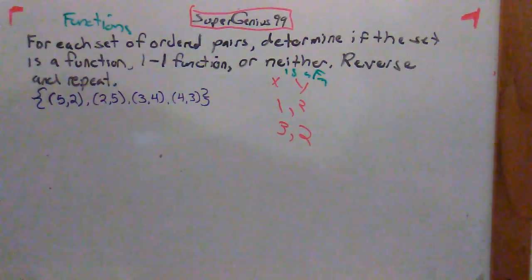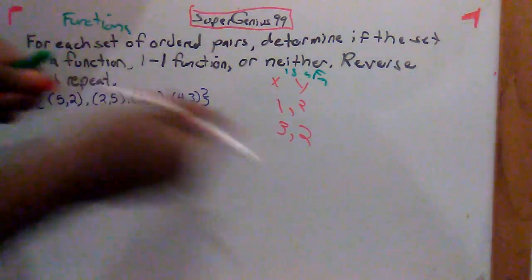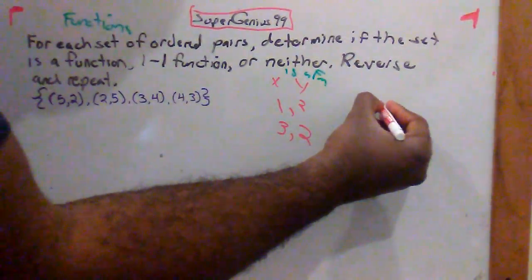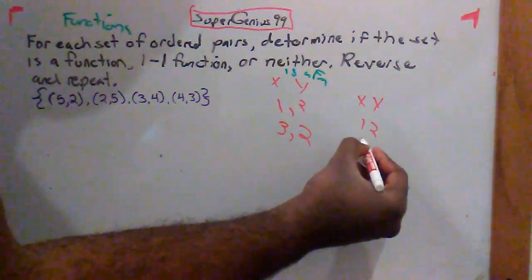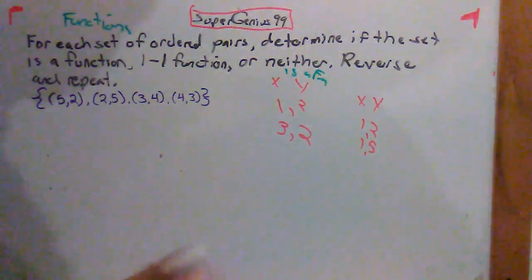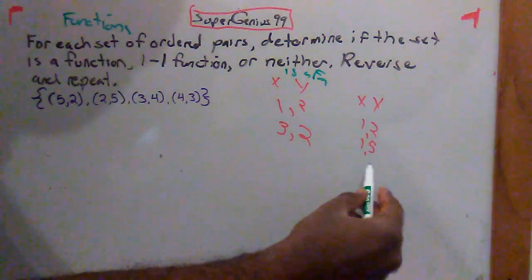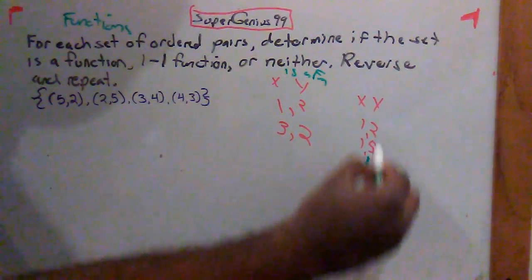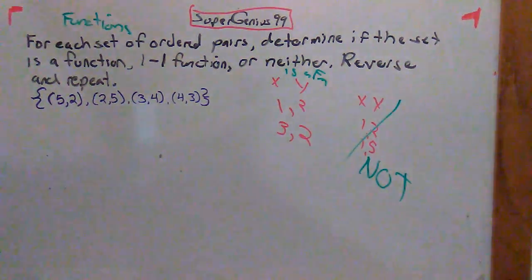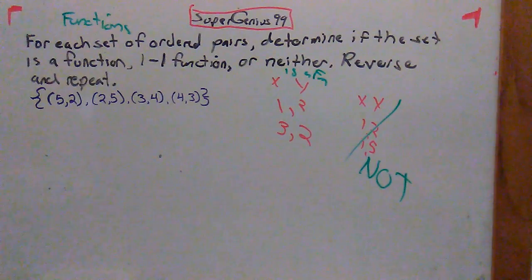And then the one that I did earlier, I'll put it up here real quick, 1, 2, 1, 5, something like that. That is not a function. Okay, so just keep that in mind. If the x values repeat and they have different y values, that's not a function. But if the y values repeat, that's okay, that is a function.